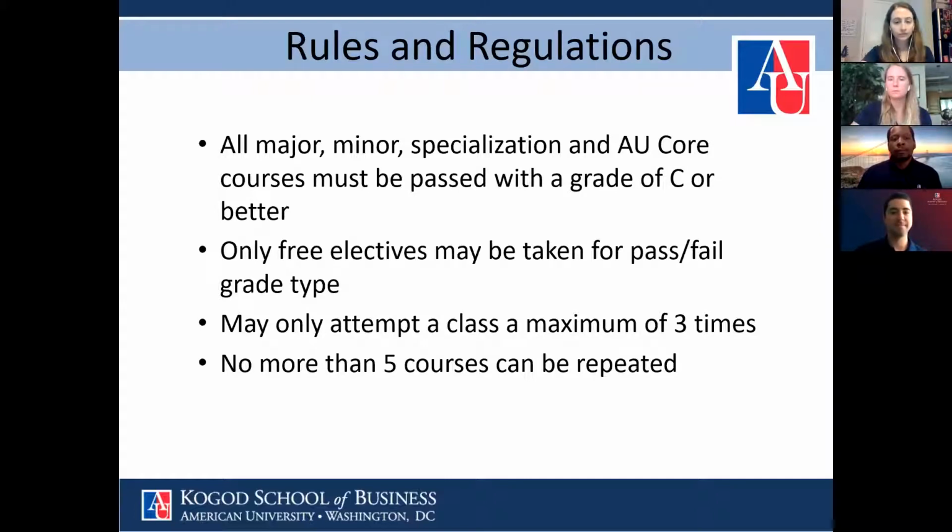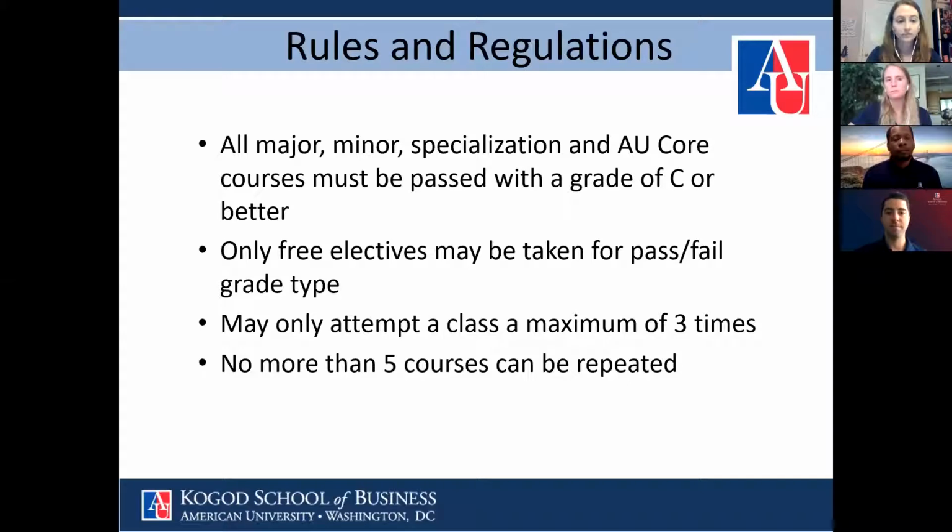So I can discuss some of the rules and regulations to be mindful of. So firstly, all major, minor, specialization, and AU core courses must be passed with a grade of C or better. So these are the required courses, and some of those are the ones that Rayon just discussed. And again, only free electives may be taken as pass-fail grade type.